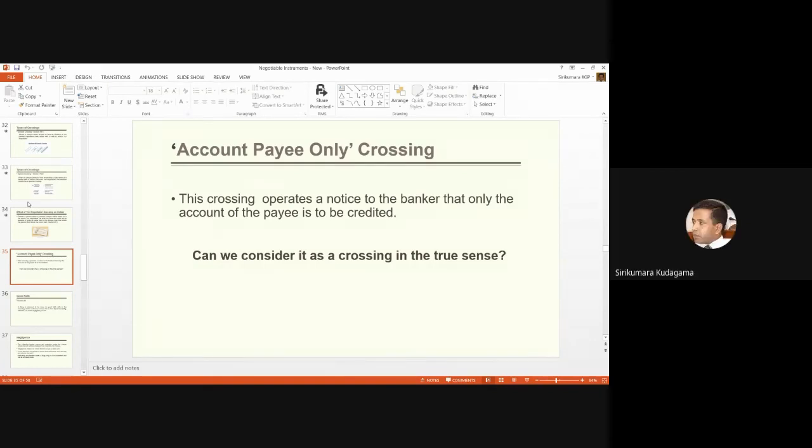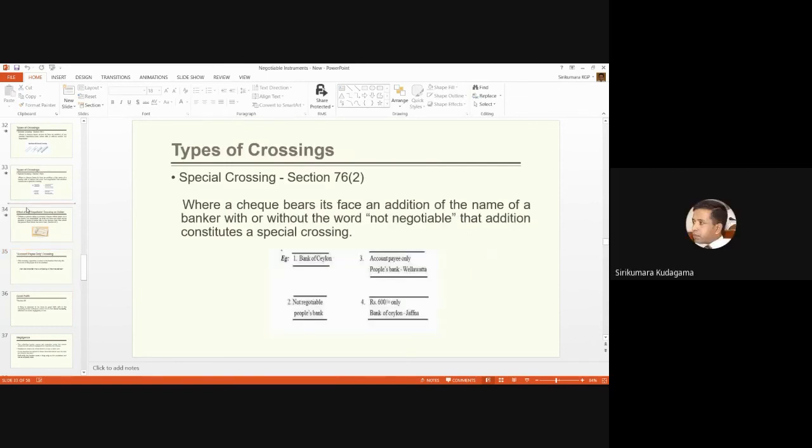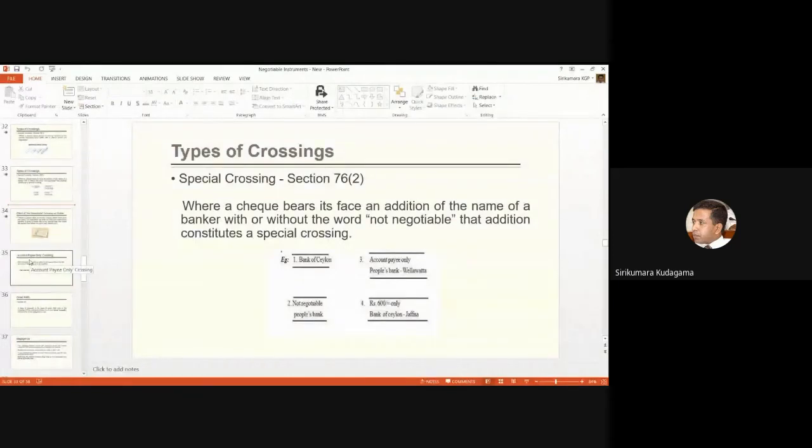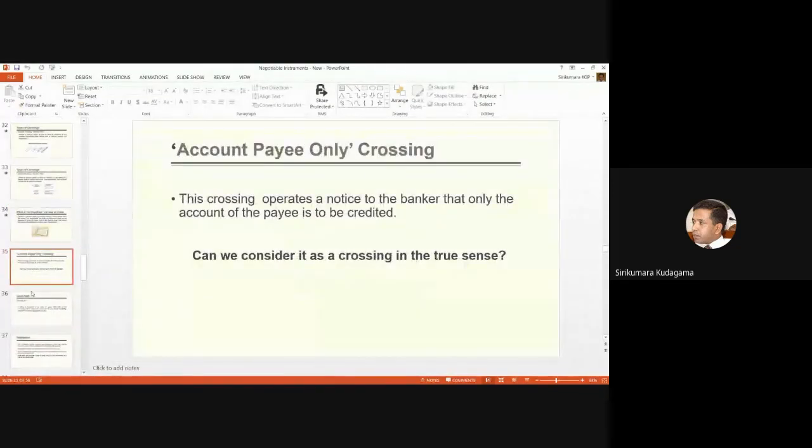Now, do you think that the Bills of Exchange Ordinance contains any reference to the account payee only crossing? You saw that section 76 of the Bills of Exchange Ordinance dealt with general crossings and special crossings. But does it make any reference to account payee only crossings?